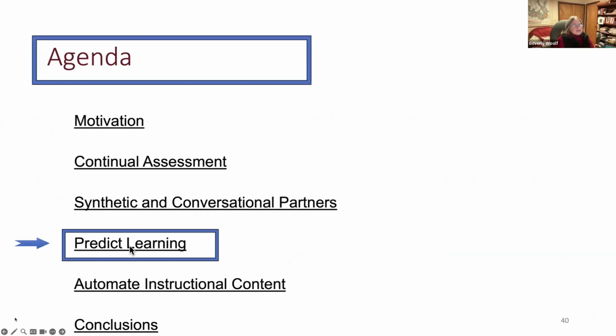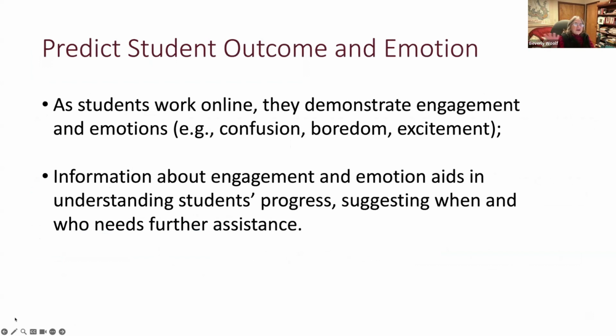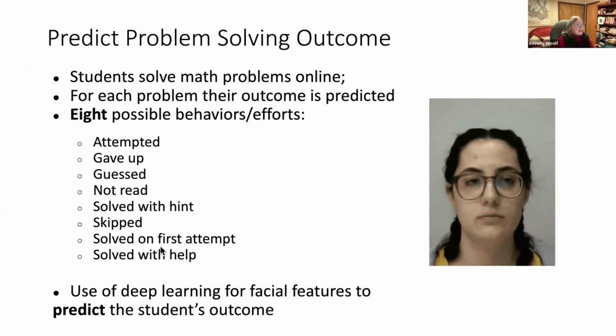And what I want to do now is just say how we are predicting learning. As students work online, they demonstrate these emotions. And what we want to do is predict them ahead of time, like in 5 seconds, which is what I'm going to show you that we do.